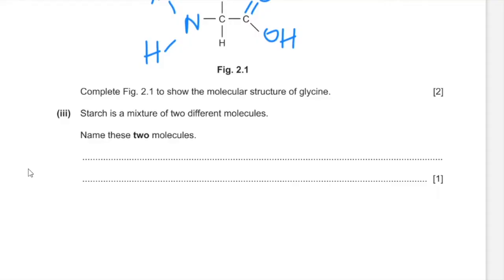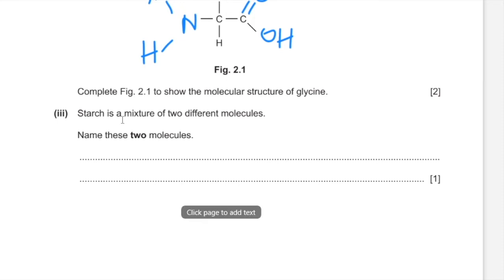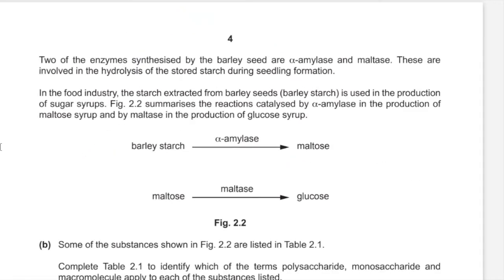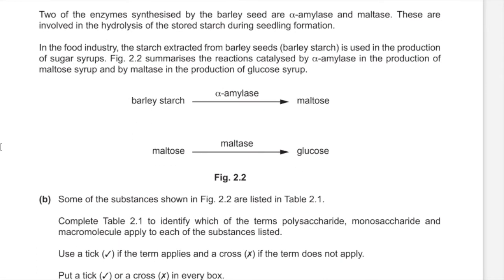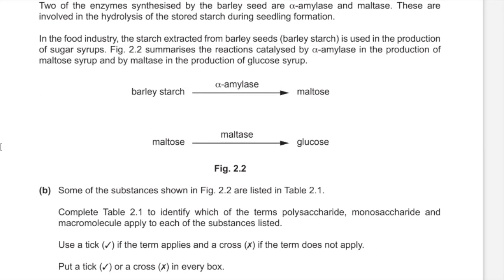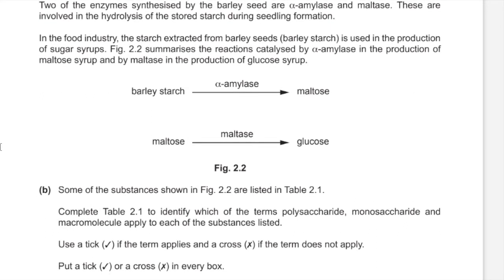3. Starch is a mixture of 2 different molecules. Name these 2 molecules, which would be amylose and amylopectin. 2 of the enzymes synthesized in the barley seed are alpha amylase and maltase. These are involved in the hydrolysis of stored starch during seed formation.